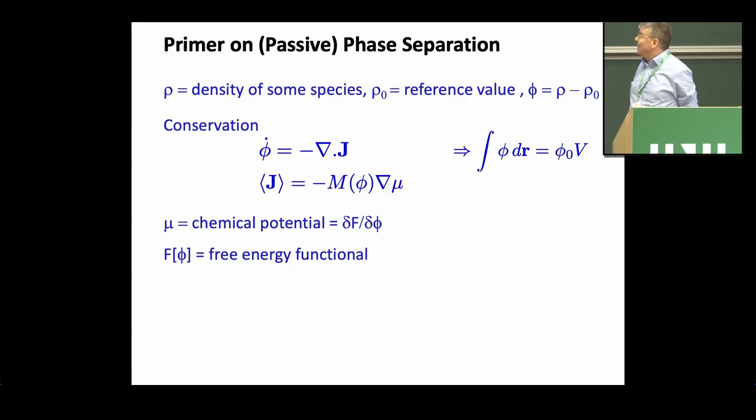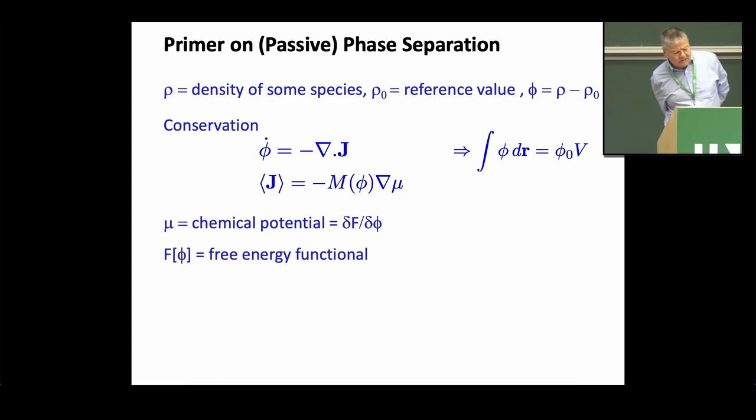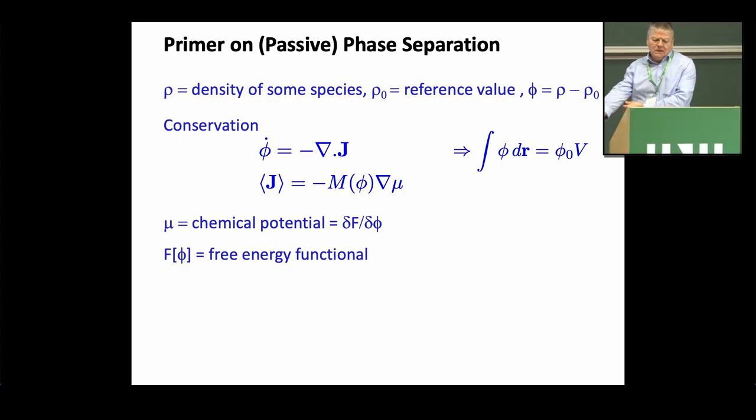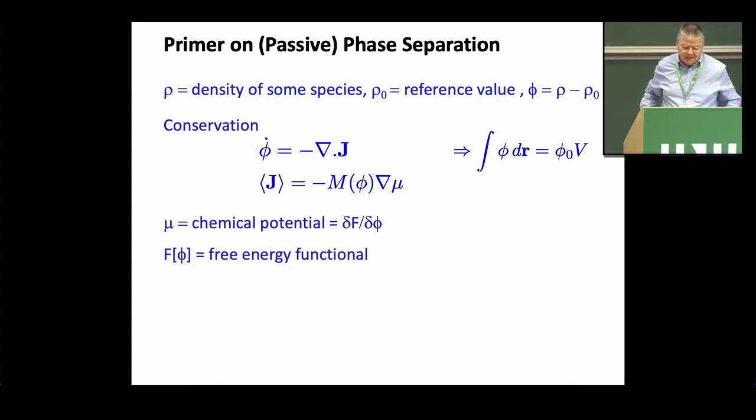I'm going to define phi as the difference in density from this reference. And because particles are conserved, everything's overdamped here. I have basically diffusive motion of particles, but the particles can be coupled through all kinds of interaction forces. So the rate of change of phi is the divergence of some current, as a consequence of which the integral of phi over the volume is a conserved quantity equal to phi, the initial value of it, times phi zero times the volume of the system.